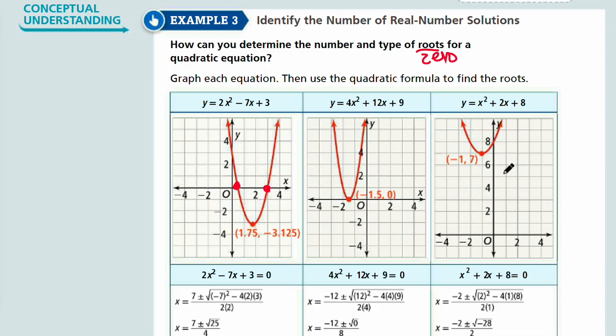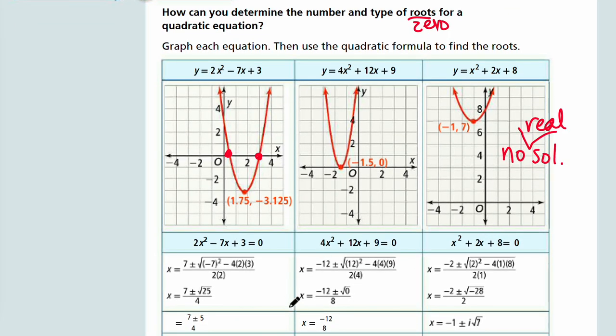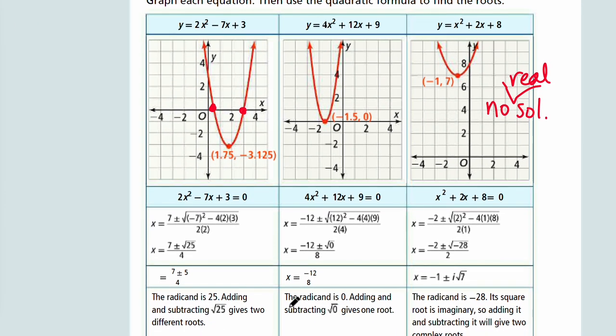Okay, and then the third one, we have the vertex at negative 1 comma 7, which this graph doesn't even go through the x-axis. So there's no solution, but it just means we have no real solution. So no real roots, no real zeros. But we may have imaginary or complex numbers as solutions and zeros. So let's use the quadratic formula and solve for each solution.